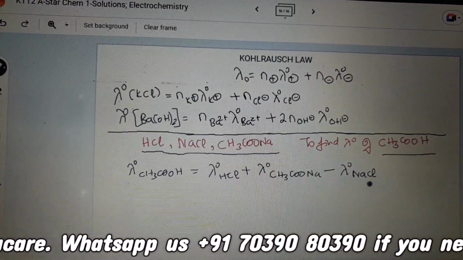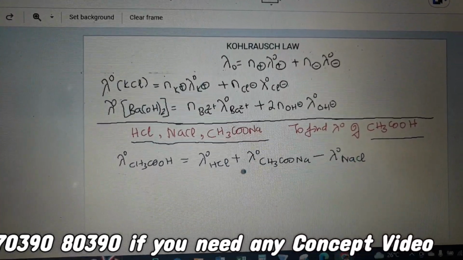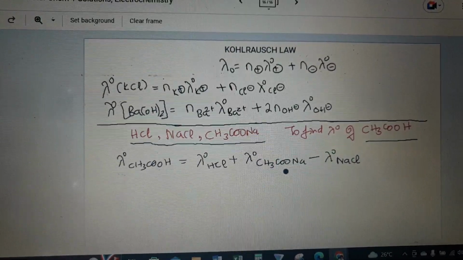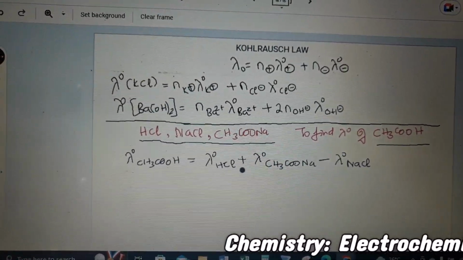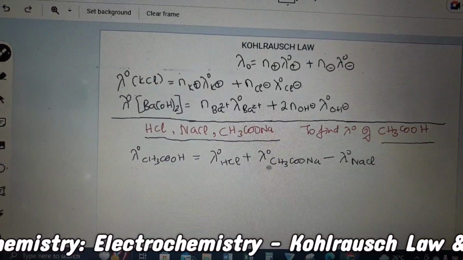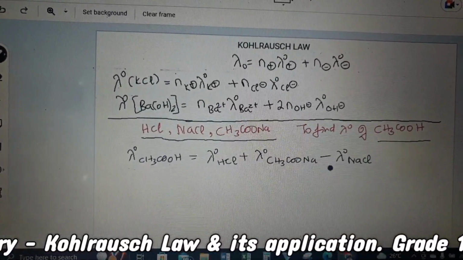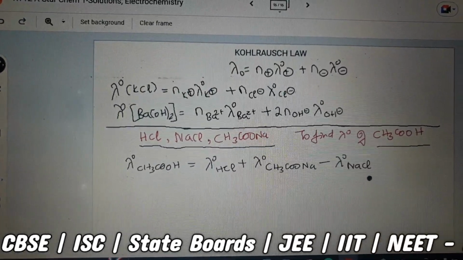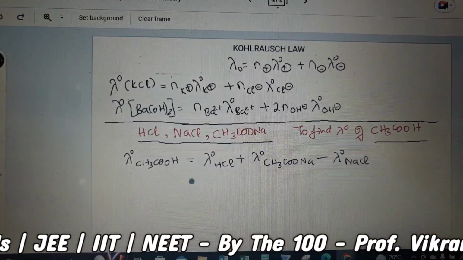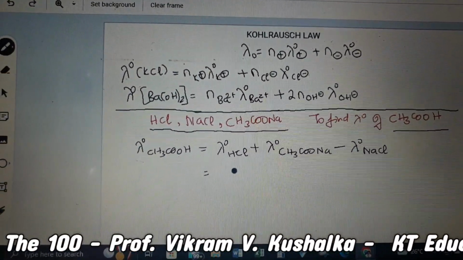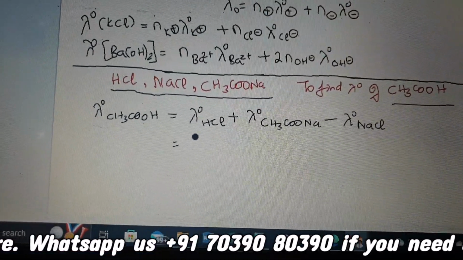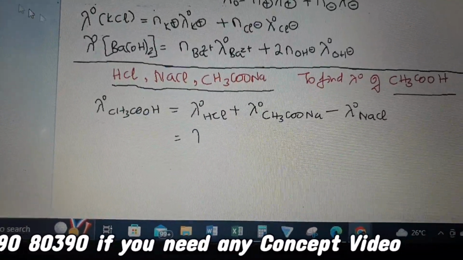You may ask me, why am I subtracting lambda naught of NaCl over here? It's very simple. I need CH3COOH, so I need the anion CH3COO and the cation H. But here NaCl is what I don't need, so I am subtracting the molar conductivity of NaCl, and all of them are like 1 mole of each of the ions, right? So if I break this particular expression, how am I going to break this expression? The expression gets broken up like this.